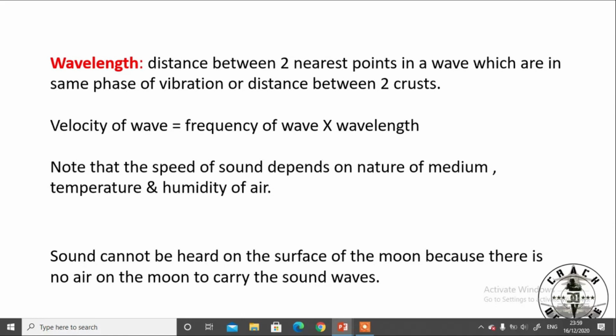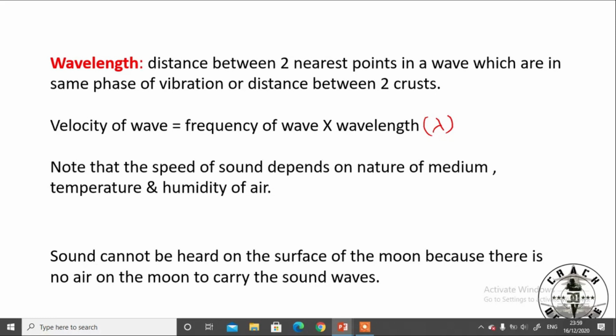Coming to the wavelength, how do we calculate or what exactly is wavelength? It's the distance between two nearest points in a wave which are in the same phase of vibration, or we can even say the distance between two crests. Now the velocity of a wave is calculated by the frequency of the wave multiplied by the wavelength, that is lambda.